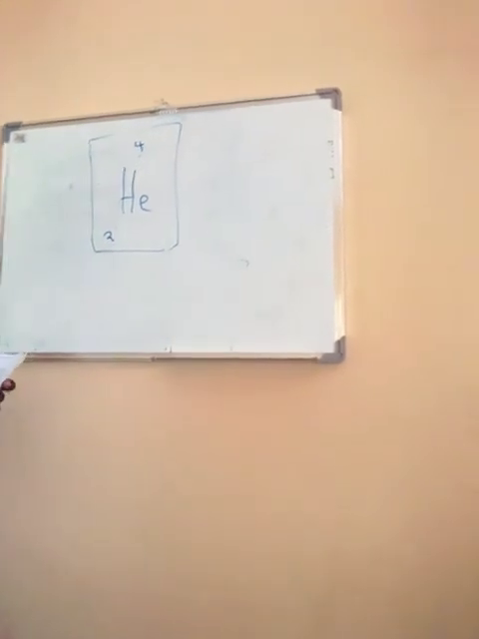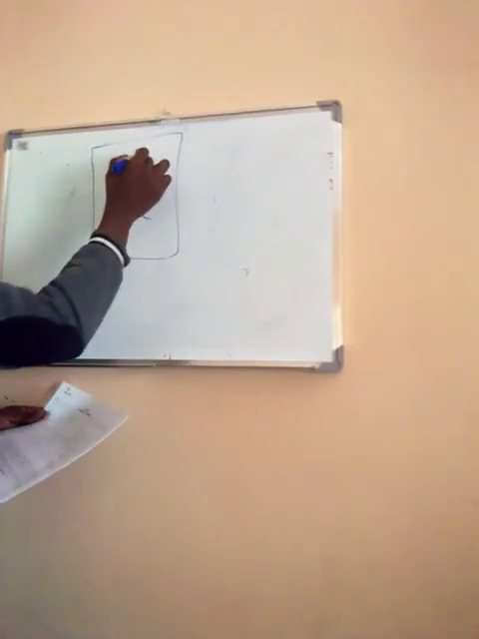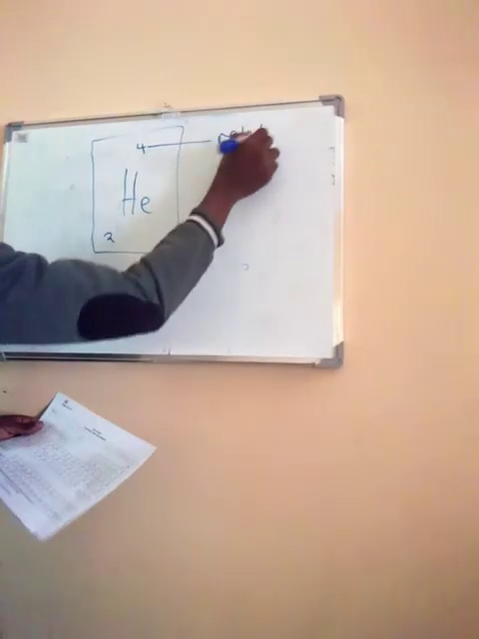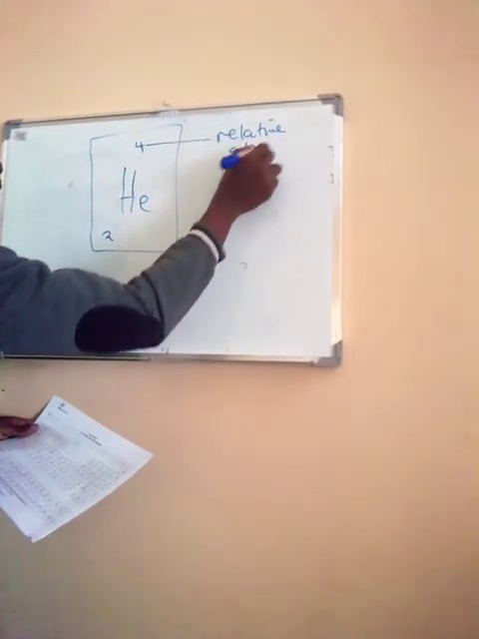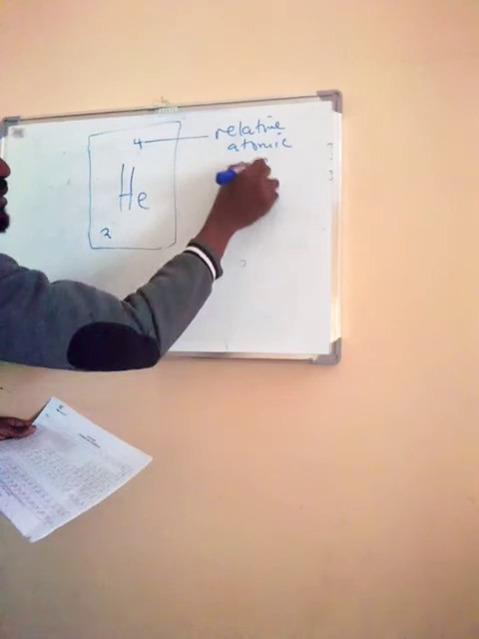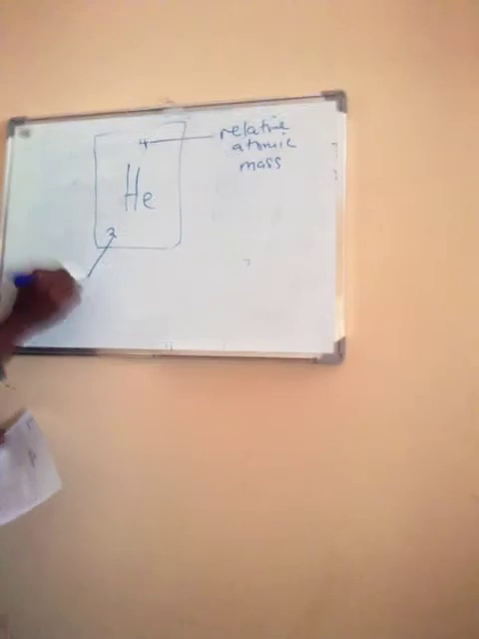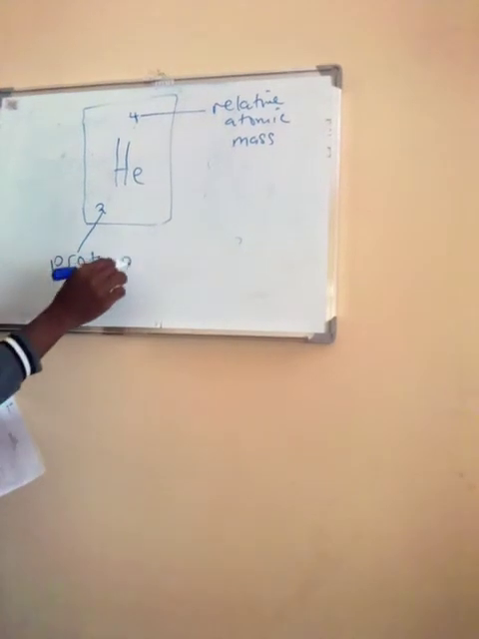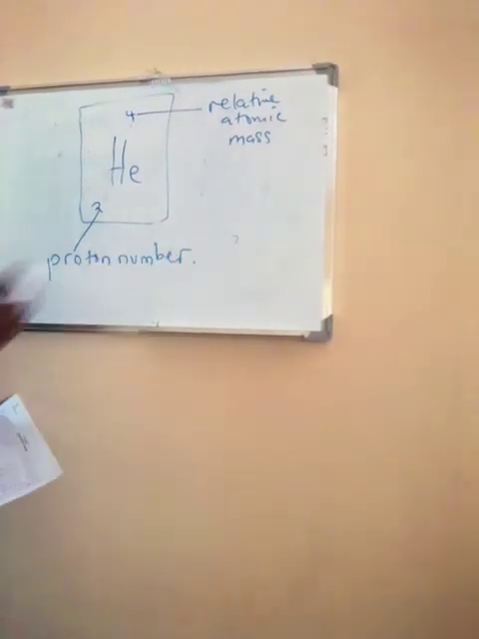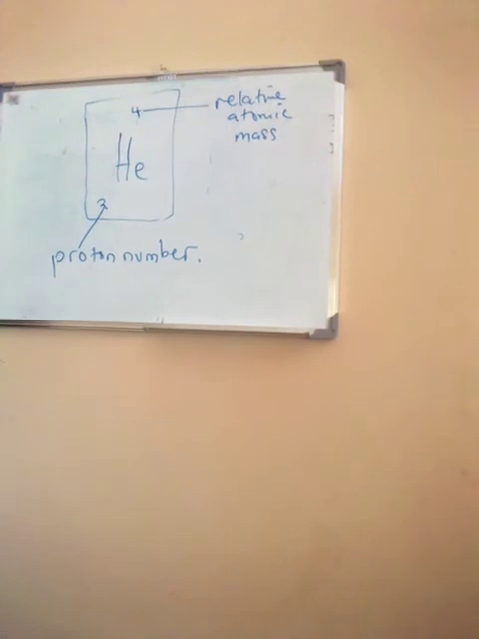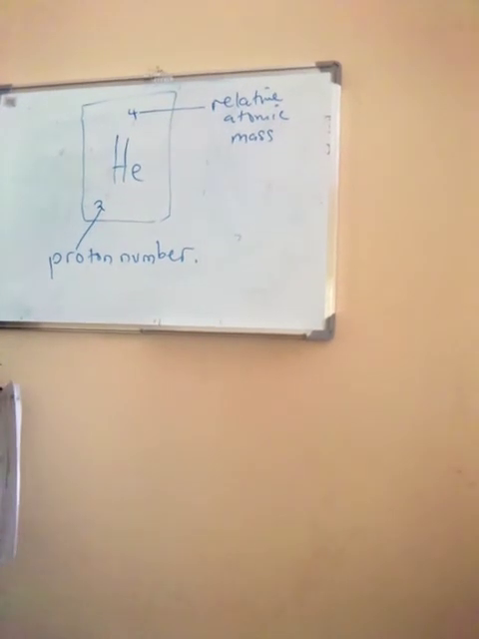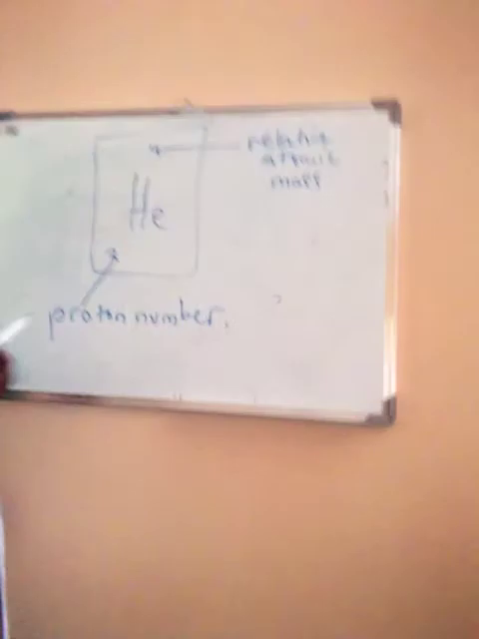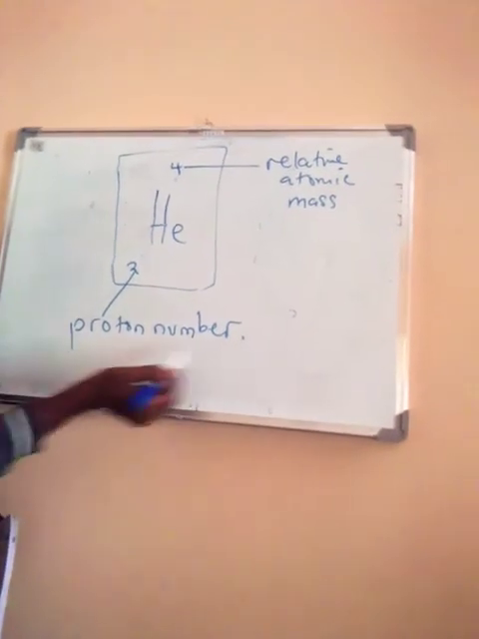If you look at the number given on top, which is the 4, this is representing the relative atomic mass, and the number given down there is representing the proton number. Now, I'm sure you can note that there are new terms which have been introduced. We are talking about a relative atomic mass, and then we also have the proton number.